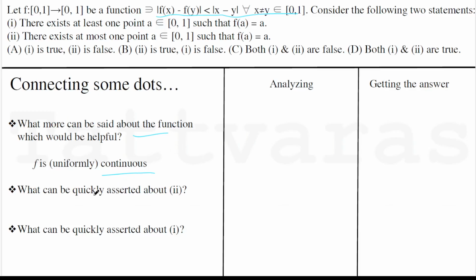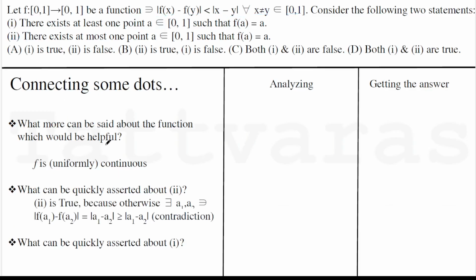Now, what can be quickly asserted about the second statement given to us? Well, that it's true, because if it was false, you would have at least 2 points. That is the opposite of this statement: not at most one means more than one, so at least 2. You would have 2 different points where the function, when given input, would give the same value as output. So you have this equal to this.